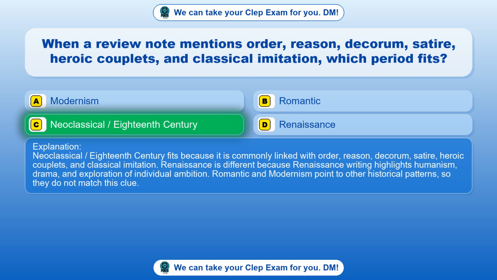Neoclassical/18th century fits because it is commonly linked with order, reason, decorum, satire, heroic couplets, and classical imitation. Renaissance is different because Renaissance writing highlights humanism, drama, and exploration of individual ambition. Romantic and modernism point to other historical patterns, so they do not match this clue.